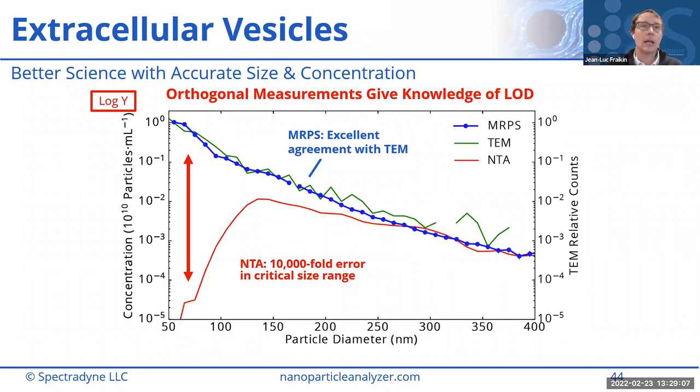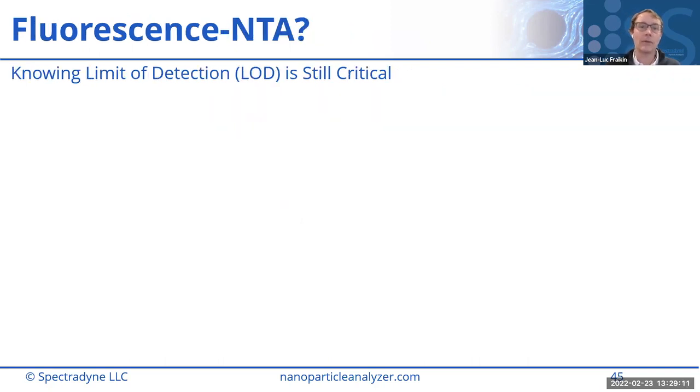So if you've been looking at NTA recently, though, you might be asking, well, what about fluorescence NTA? So in this case, we're not detecting scattered light from the particles. We're detecting the fluorescence light. And so we won't have the same scattering limitation at small diameters. Well, what I would say is it's still just as important to understand the limits of detection of the technology. And here's why.